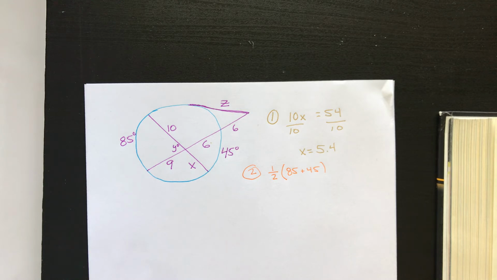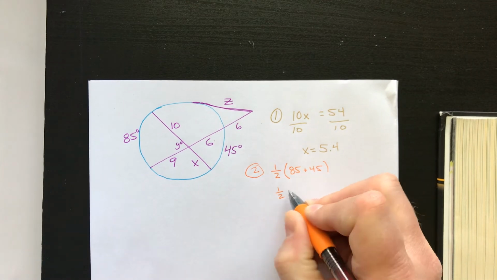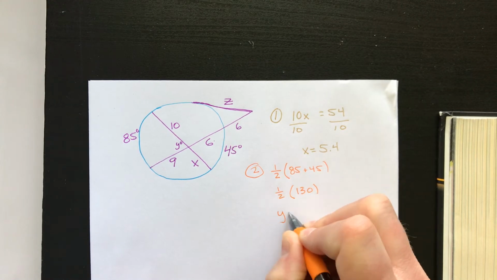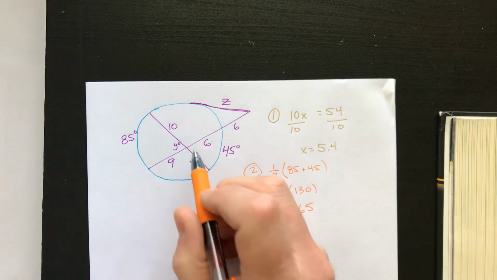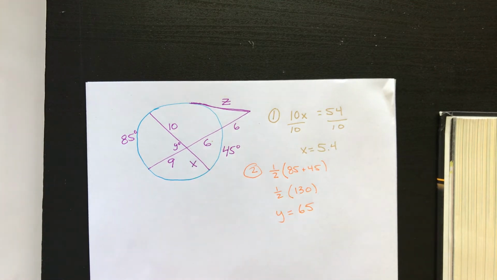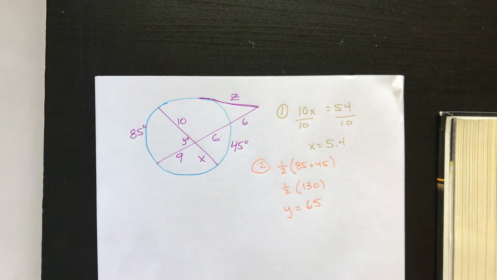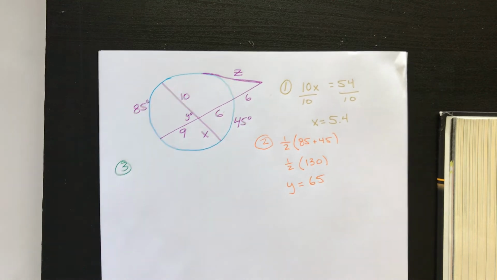Remember, if the intersection happens outside of the circle, then you subtract the arcs and divide by 2. All right? So we have 1/2 times 130. So y is equal to 65 degrees, which is also going to equal this angle because it's a vertical angle. All right, number 3 says, what is the value of z?